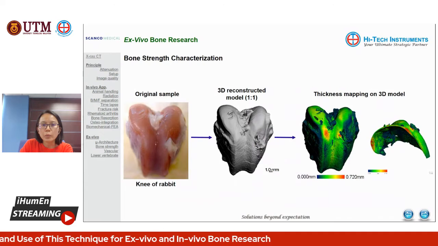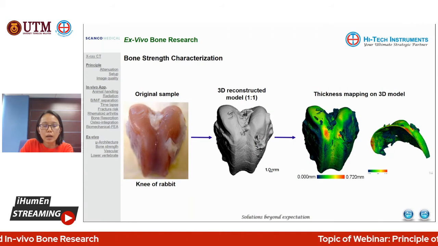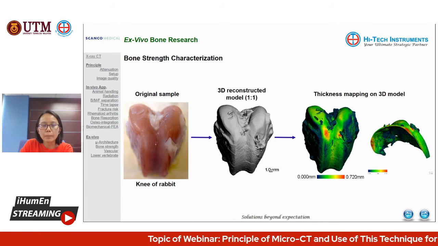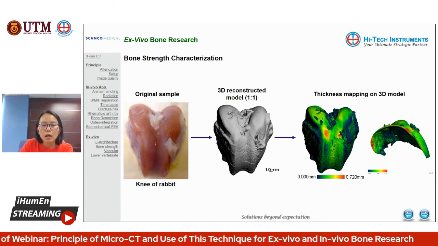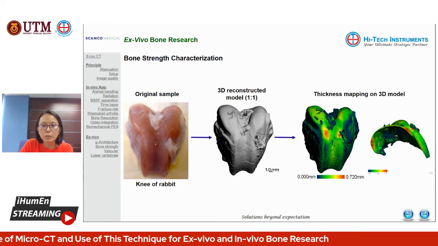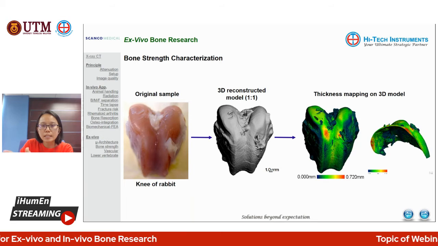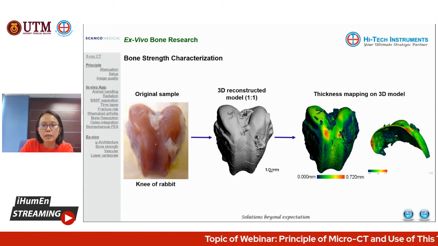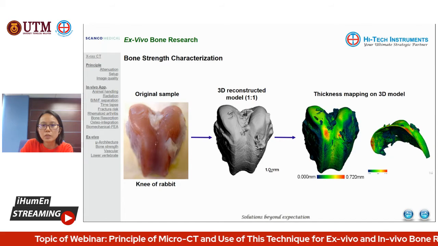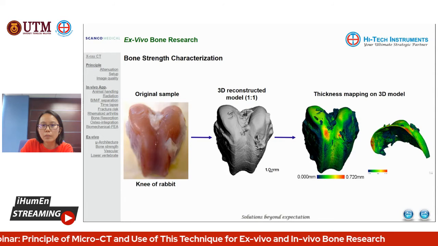Okay, so we can characterize the bone strength. Of course, this one is a bone that has been extracted, so it's an ex vivo sample, and we can do 1:1 3D reconstructed models, thickness mapping, and cross sections. Of course, it's a software type of cross section, without a physical cut to expose the area. So you can see here, this area is thicker compared to the green area.